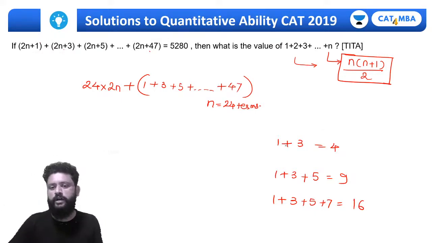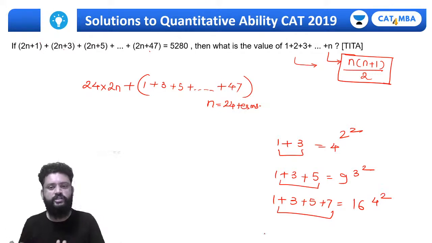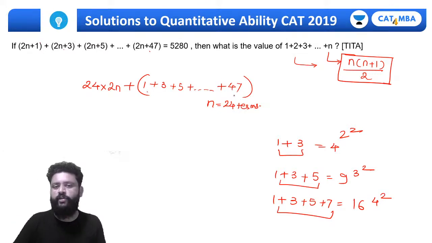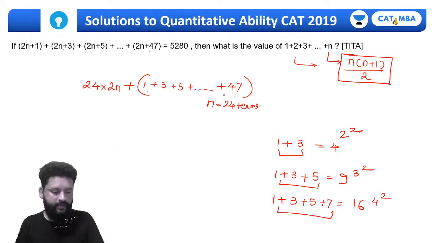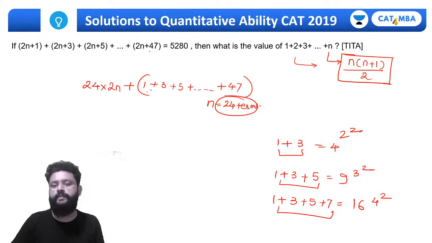Everyone must have observed that if I take 2 terms it gives 2 square, if I take 3 terms it gives 3 square, if I take 4 terms it will give 4 square. Simply, if you need the addition of odd numbers from 1 to 47, what you should do is count how many terms there are. There are 24 terms, so the sum of these 24 odd numbers in sequence will be 24 square, and this total comes out to be 5280.